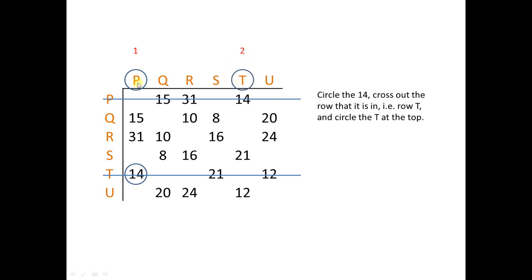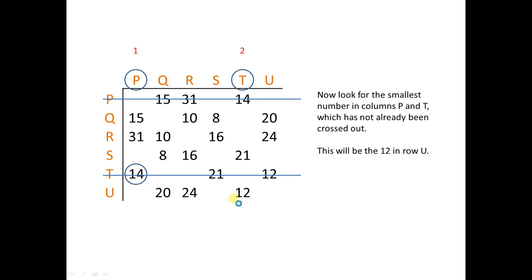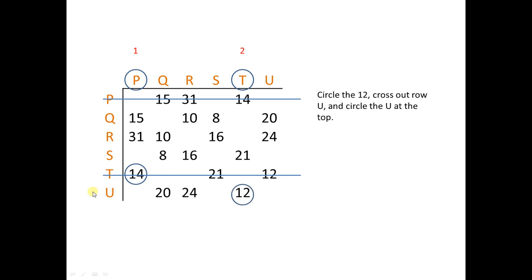Now look at columns P and T and look for the smallest number which is not crossed out. That's a 15. No, it's not. It's a 12. Put a circle around this 12 here, cross out the row that it's in, put a circle around the U at the top.